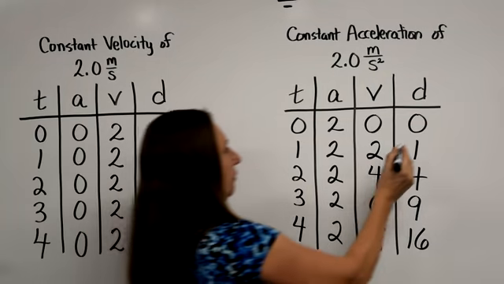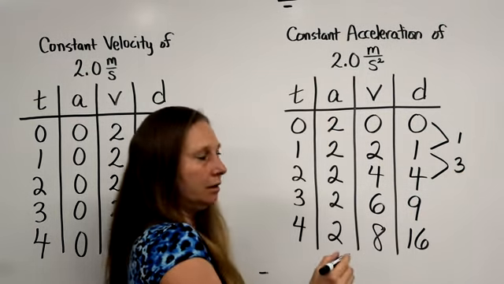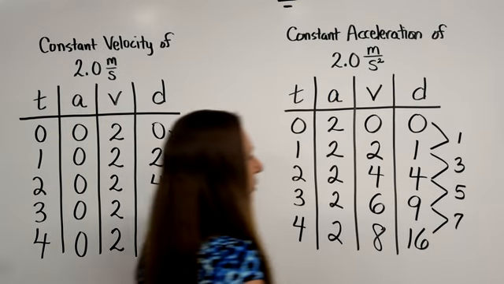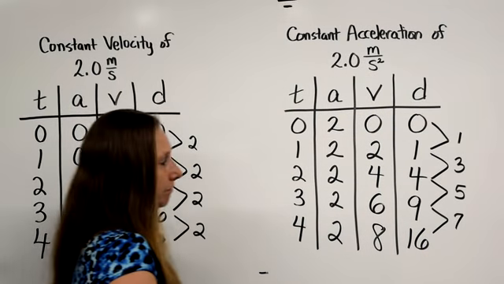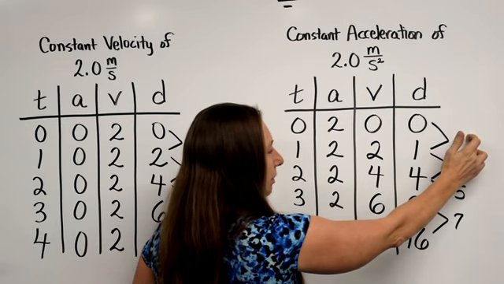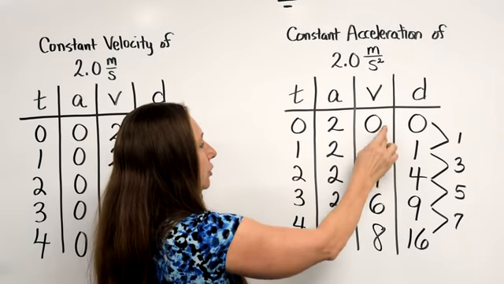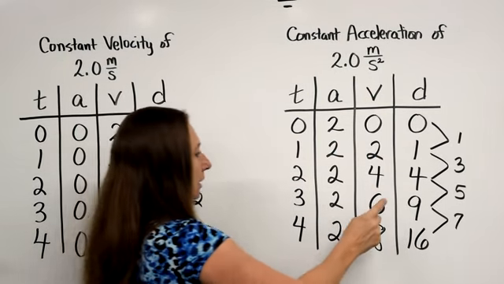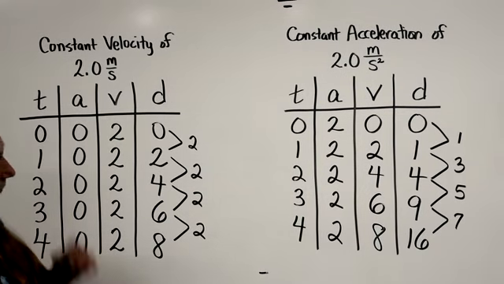Look at how it's changing over here. Here it changed by 1. Here it changed by 3. Here to here it changed by 5, and here your distance changed by 7. So your change in distance is increasing. It's not this even 2, 2, 2, 2, 2. It's going up. What's going up evenly when you do an acceleration is your velocity. Your velocity went up 2 meters per second, then up another 2 meters per second, then another 2 meters per second, then another 2 meters per second.